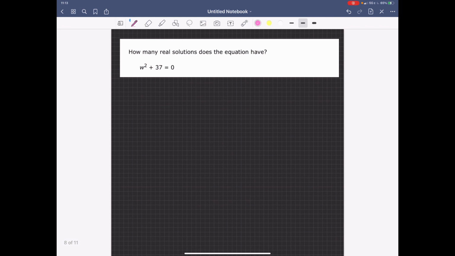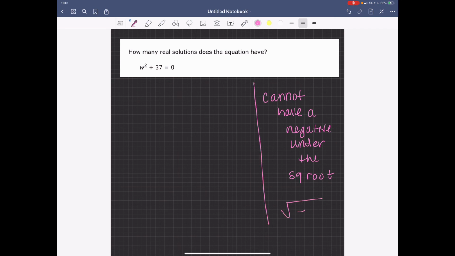Okay, so last one, it says how many real solutions does the equation have? So here's the rule. You cannot have a negative under the square root. Here's what that looks like. You cannot have a negative number underneath the square root. This is a no-no. And that's unfortunately what we're going to have here.